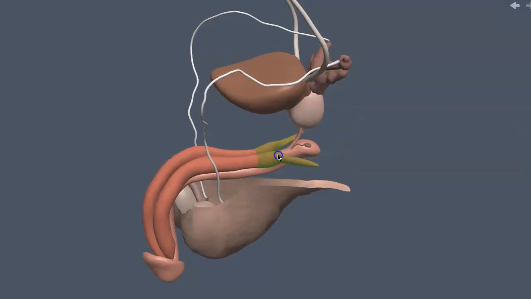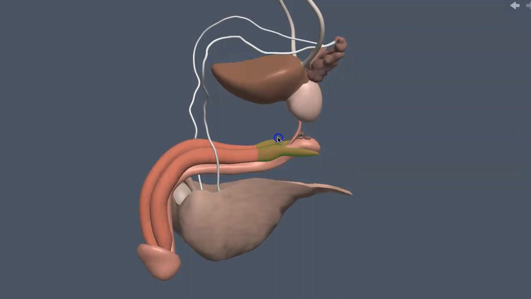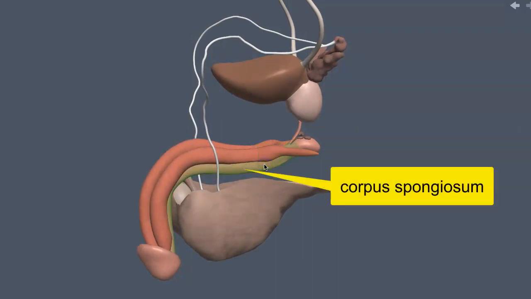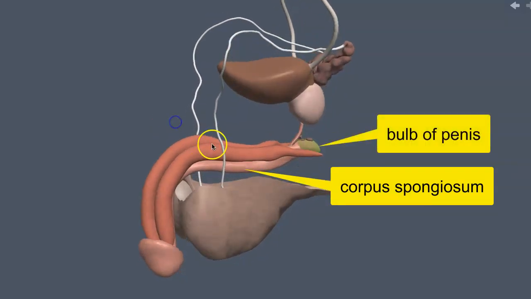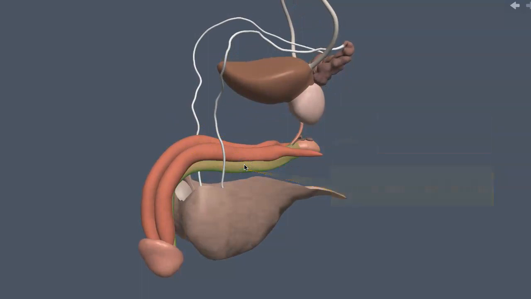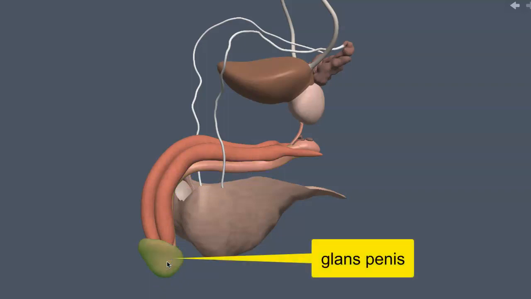The 3rd column of erectile tissue is called the Corpus Spongiosum. Here's the Corpus Spongiosum. The proximal most part is known as the bulb of the penis. And the Corpus Spongiosum, of course, is the column of erectile tissue that houses the spongy urethra. The distal enlarged tip of the Corpus Spongiosum forms the glans penis.